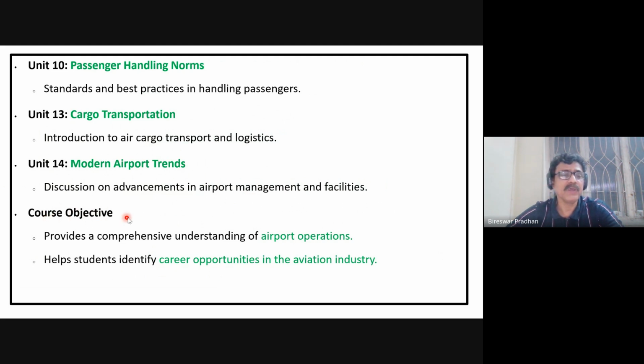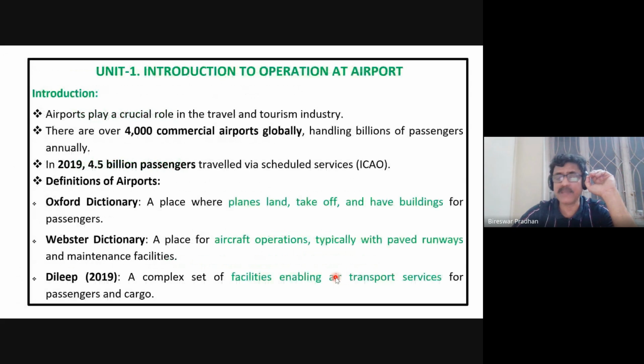What is the course objective? To provide a complete understanding of airport operations, because the airport is one of the factors of tourism, and tourism is an engine of economic development. It helps students identify career opportunities in the aviation industry. This is the course objective. Let us see how it develops from unit 1 onward.